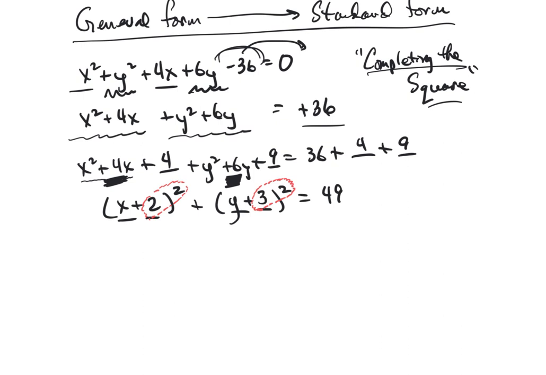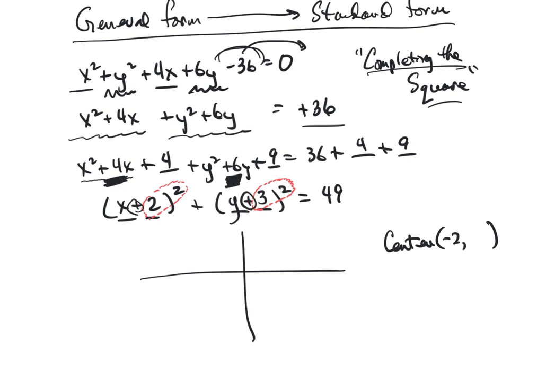And now you guys could help me graph this. Let's see, I'm going to need quite a few tick marks here. My center, let me write it off to the side, is going to be located, remembering opposite of the sign. So the opposite of positive 2 is negative 2. And the opposite of positive 3 is negative 3.